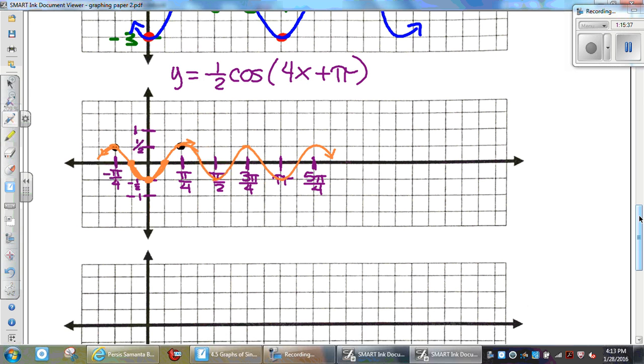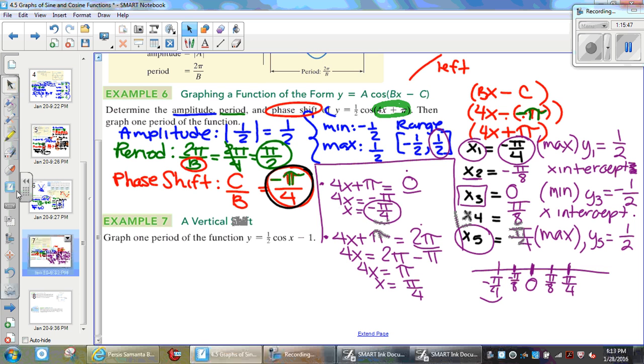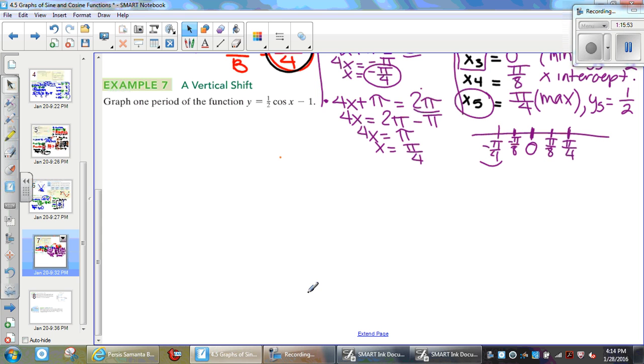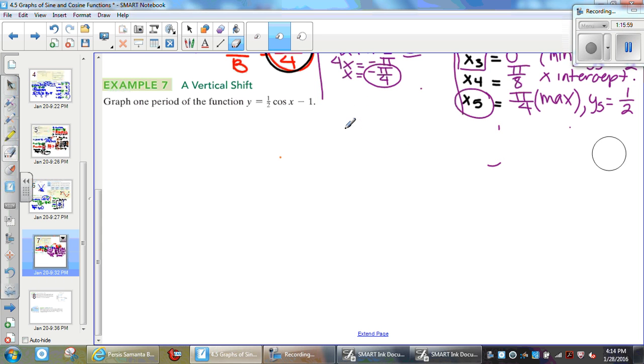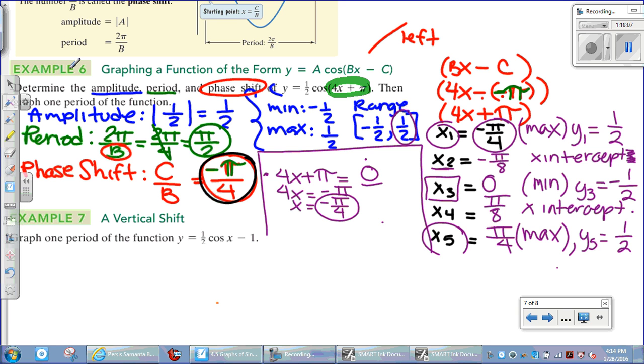All right, so I'm going to stop there. Now let's move on to the next example. And now we're going to look at a vertical shift. And so this is going to change a lot of the way we find the maximum and the minimum. So before I get to that, I'm going to erase this equation just to make more room. And let's start by finding the stuff that we already know how to find, which is the amplitude.